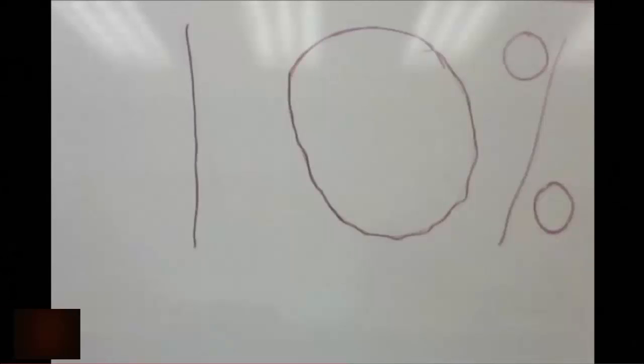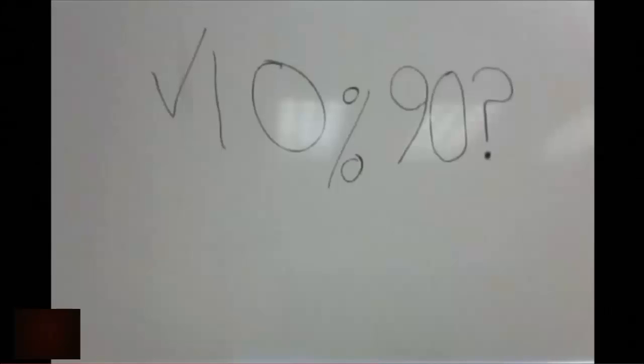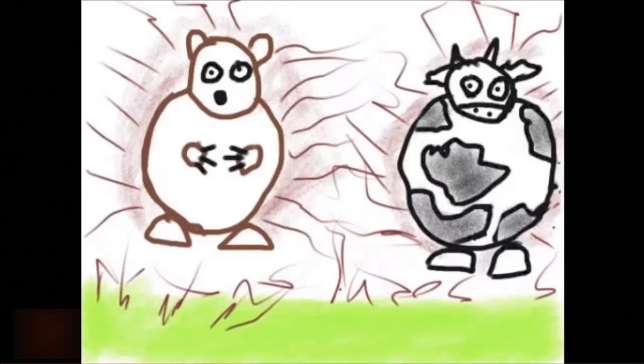Wait, who said anything about a pyramid? Trophic levels form a pyramid because of the 10% rule. Remember that? Remember biomass? No? Let's recap. The biomass of something is the total mass of the thing minus the mass of its water. The 10% rule states that when something eats or consumes something else, only 10% of the biomass is transferred. But wait, what about the other 90%? That 90% is burned off by the consumer for energy. This means that only 10% of biomass moves between trophic levels.